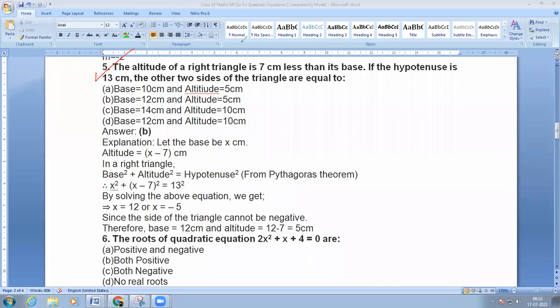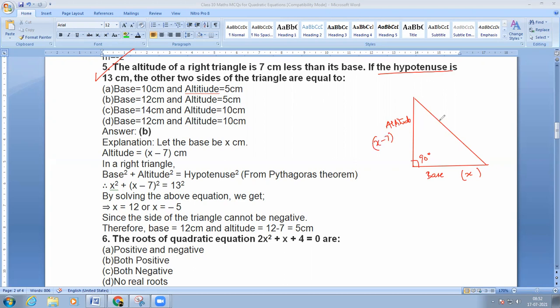So first of all, we draw a right angle triangle, which makes a 90-degree angle. They are saying that the altitude is 7 centimeter less than the base. So suppose this is the base and the base is x. We have taken the base as x unit. The altitude is the perpendicular, which is 7 centimeter less, that means x minus 7 unit.